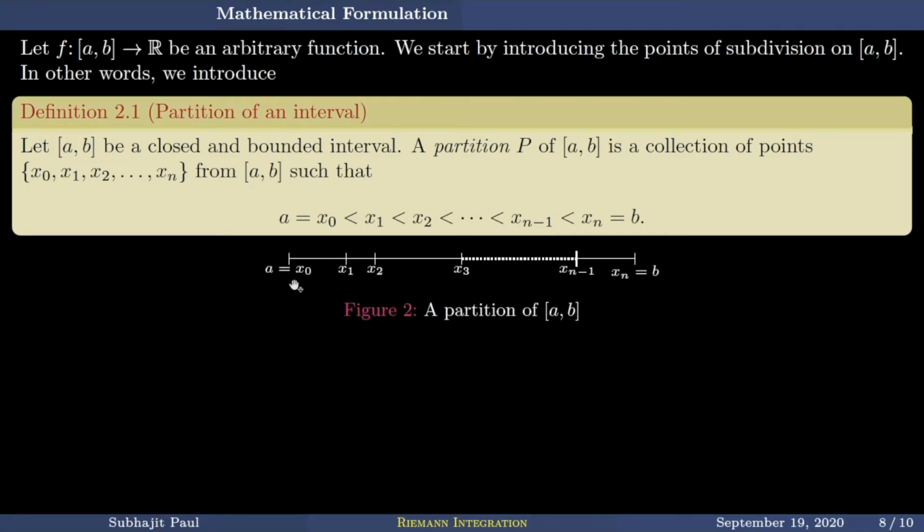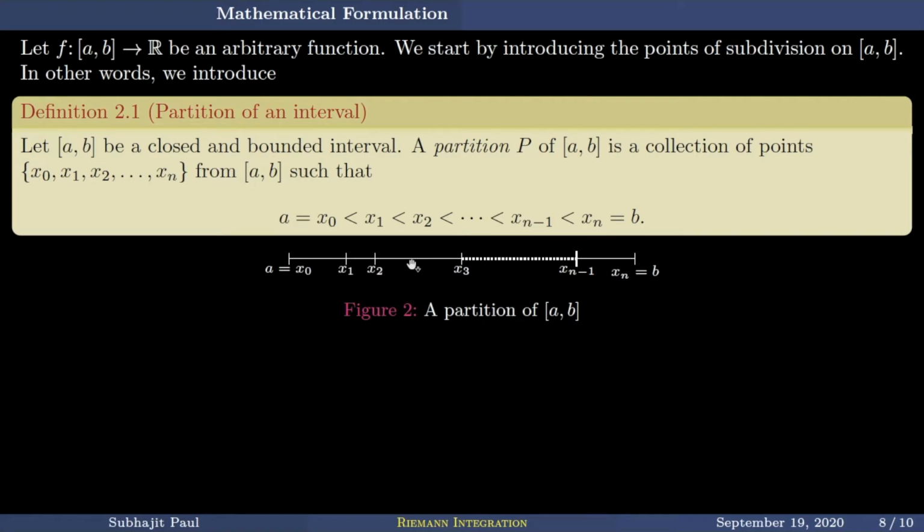Like this. Suppose this is your a, this point is your left extremity, this point is your right extremity. This is one point of subdivision, this is a second point of subdivision, this is the third, this is the (n minus 1)th point of subdivision, this is the nth point of subdivision, and that is your right extremity. So this is called a partition: a collection of points x0, x1 up to xn, where the first one x0 is the left extremity, the last one is the right extremity, and the rest of the points are arranged in natural order within x0 and xn.